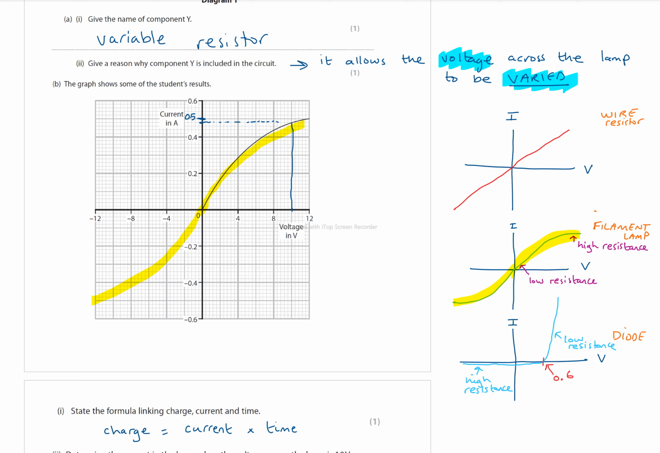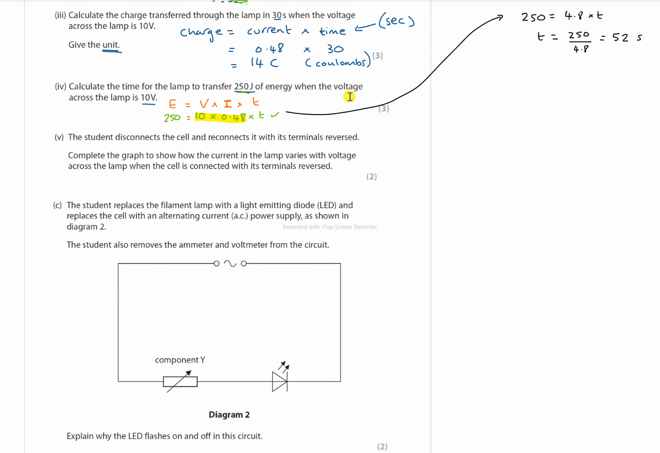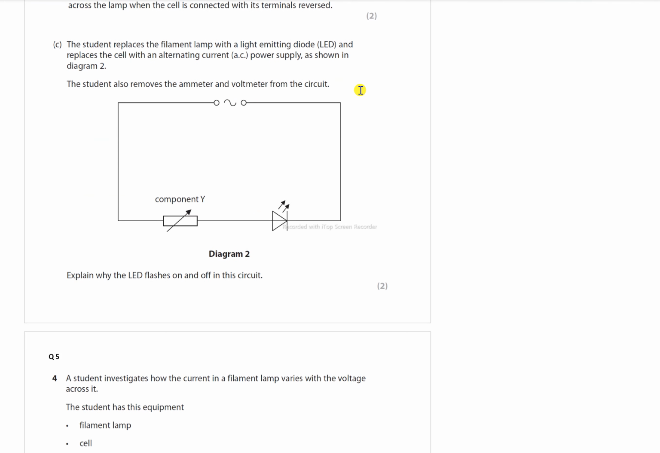Yeah, the key thing is that it finishes here, like it finished at 12, 0.5. It'll finish at minus 12, minus 0.5. Right, that's that bit done.